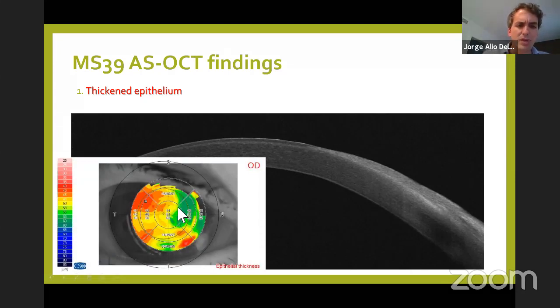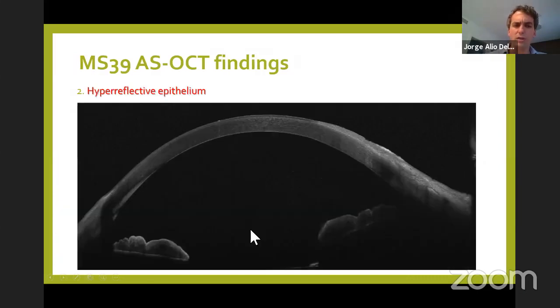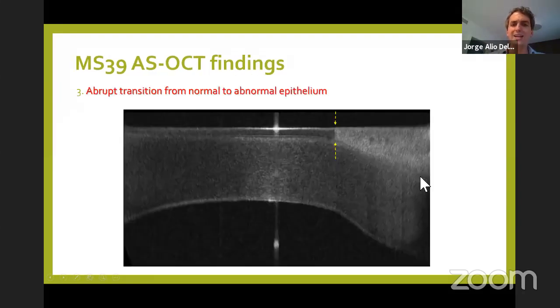Here, the epithelial map, we can see how in the temporal sector, the epithelium is thickened compared with the rest of the epithelium. Again, here, thickened, hyperreflective epithelium in the area of the lesion. And we can see now the abrupt transition zone in a way that has never been previously described. This is the anamorphic image that the MS39 can provide, and that is the way we can have the highest resolution, with a resolution of a few microns. We can see here the three signs perfectly, in a way that I've never seen before.